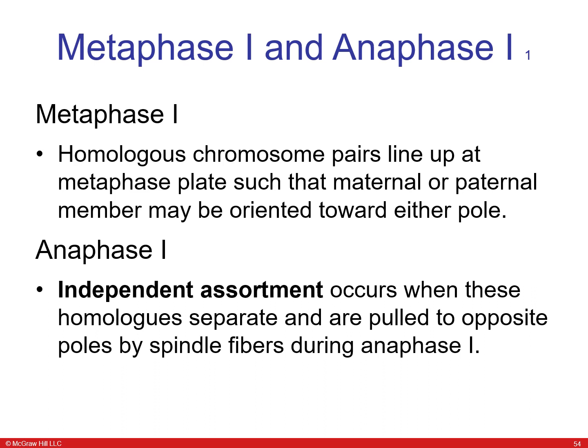So in metaphase 1, homologous chromosome pairs line up at the metaphase plate, such that maternal or paternal member can be oriented towards either pole. And in anaphase 1 is when independent assortment occurs, and these homologs separate and are pulled to opposite poles by spindle fibers during anaphase 1.